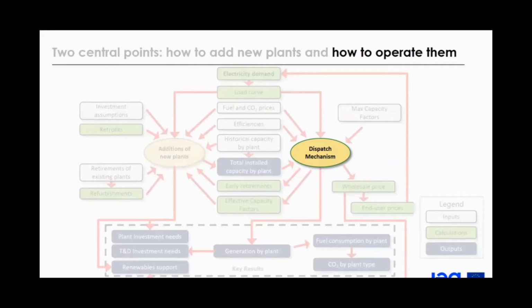We have several dispatch mechanisms available when we model how plants operate. This is really aiming at determining which plants, which technology, will generate at which point in time, within the hour, within the year, given a number of constraints such as the availability and flexibility, the technical constraints of each plant type.